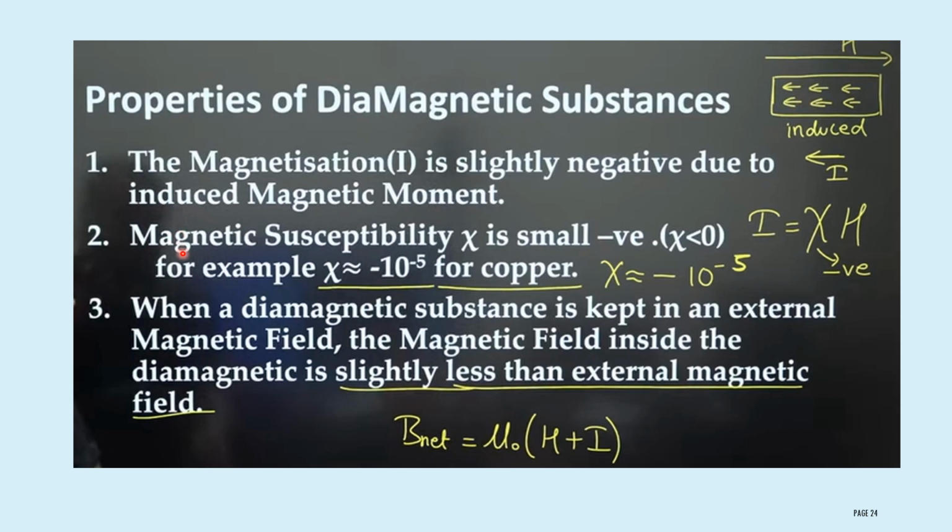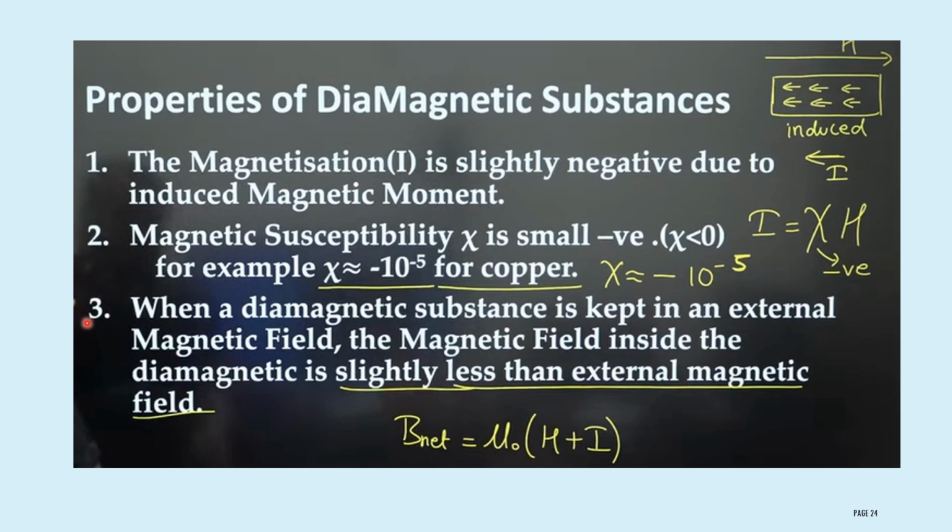Next point, magnetic susceptibility zeta is small and negative. Zeta will be less than 0. For example, the zeta value will be minus 10 to the power of minus 5 for copper, because magnetization I directly depends upon the magnetic field. And also if magnetization is negative, zeta will also be negative, because both are directly proportional to each other.